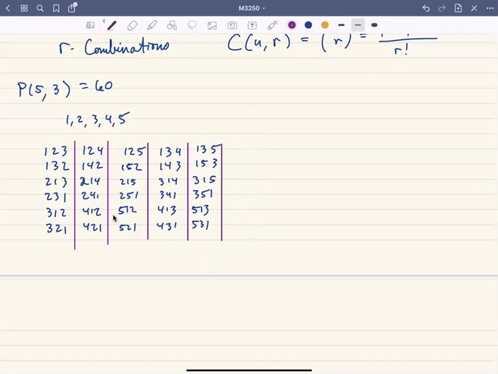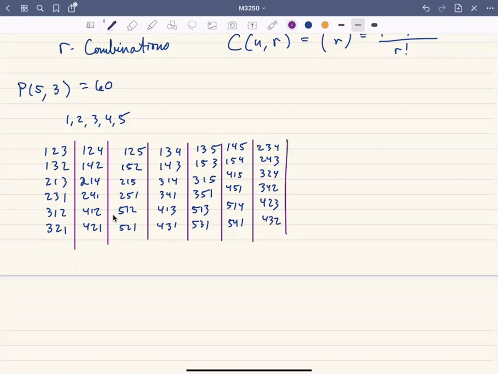1, 4, 5, and I think that'll be the last ones that have 1 in them. So 1, 4, 5, 1, 5, 4, 4, 1, 5, 4, 5, 1, 5, 1, 4, 5, 4, 1. Next, let's start with 2, 3, 4, 2, 4, 3, 3, 2, 4, 3, 4, 2, 4, 2, 3, 4, 3, 2.